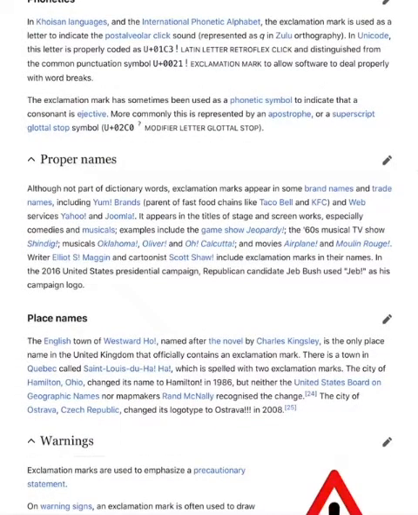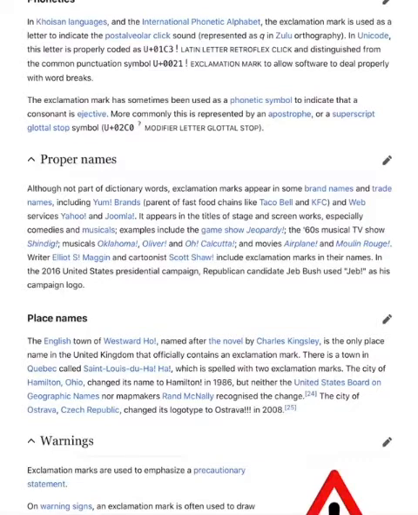Phonetics. In Khoisan languages, the International Phonetic Alphabet, the exclamation mark, is used as a letter to indicate a postalveolar click sound, represented as Q in Zulu orthography. In Unicode, this letter is properly coded as U+01C3, Latin letter retroflex click, and distinguished from the common punctuation symbol U+0021, exclamation mark, to allow the software to deal properly with word breaks.